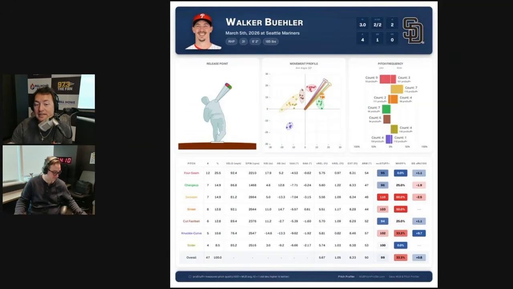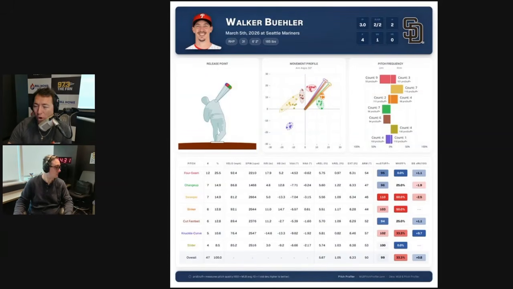The other speeds are way different, and there's a good velocity separation between pitches, which is great for pitch sequencing. Changeup was at 86, sweeper was at 81, knuckle curve was at 76. So even though he's throwing his fastball at 92, those other pitches are coming in way slower than his fastball, which is a good mix-up as a pitcher.